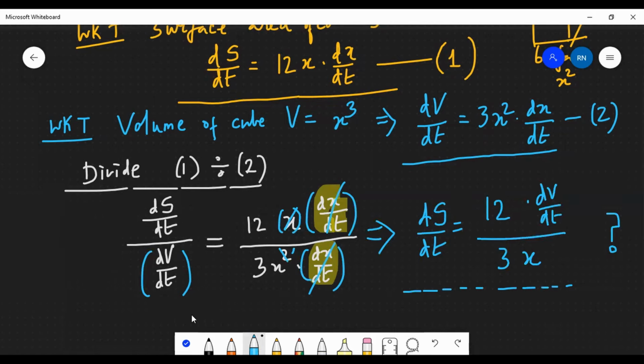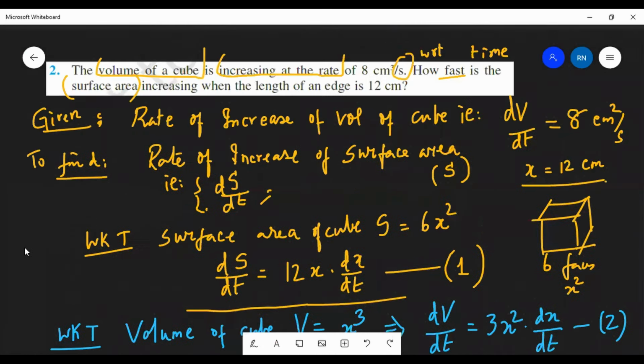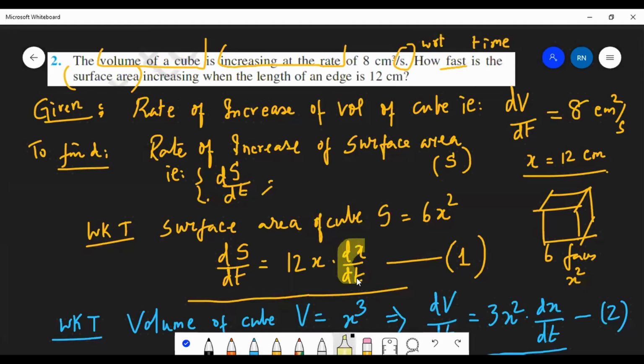So how did we arrive at dS by dt? We wanted dS by dt. That was the question. How did we arrive? Why did we divide? Because we do not have any information about this term dx by dt. We have to get rid of dx by dt.